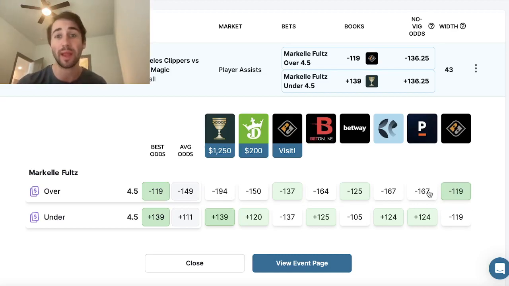Pinnacle, the sharpest bookmaker in the world, they're 48 cents away. They're pricing this at minus 167. BetOnline has this at minus 164. So clearly we're picking up great value at minus 119 implied odds on PrizePicks.